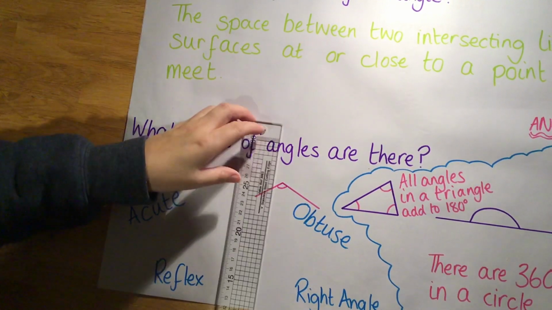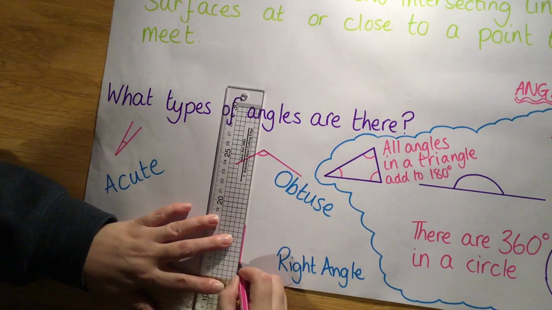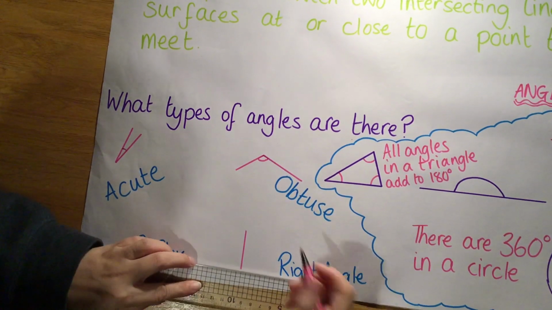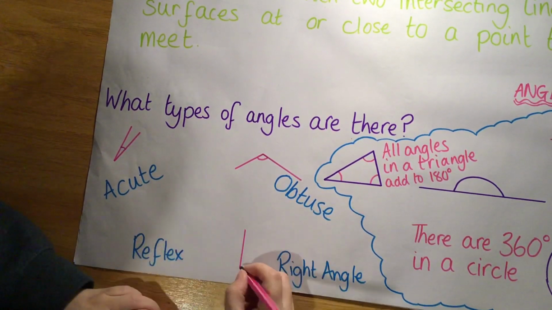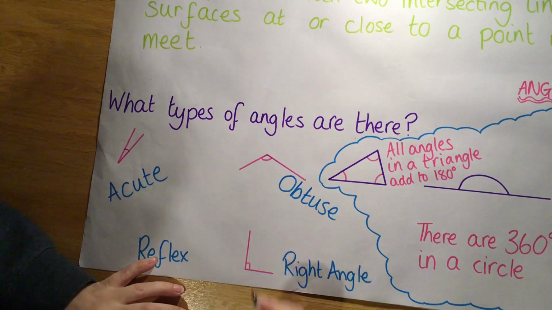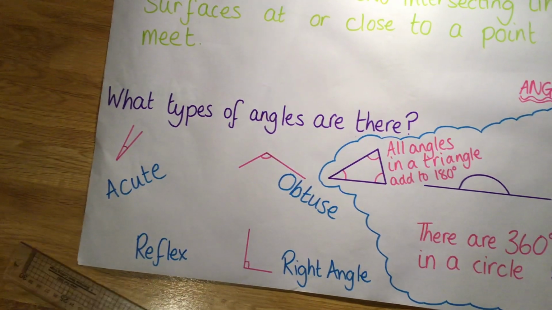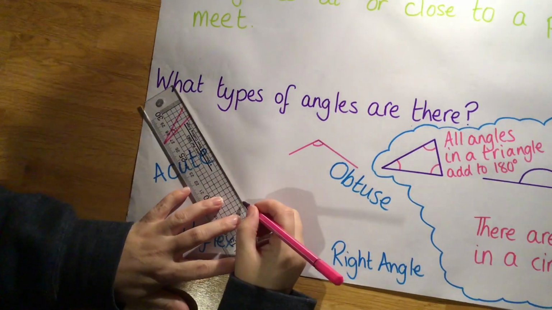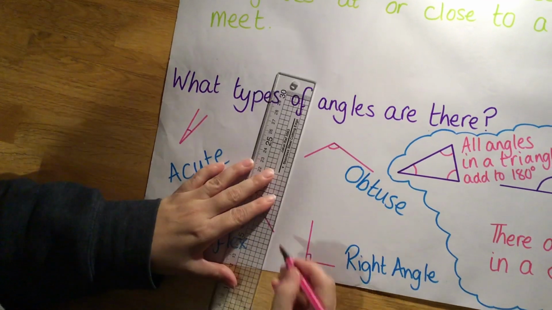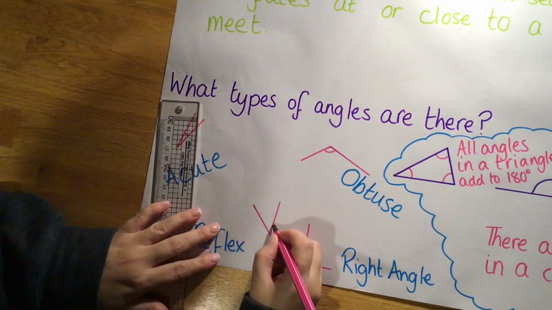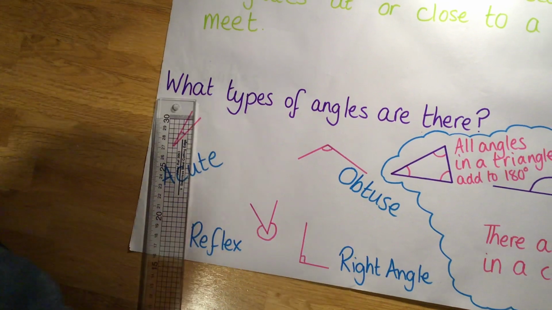A right angle is exactly 90 degrees and is shown by a square in the corner. And a reflex angle is an angle that is measured on the outside, like so.